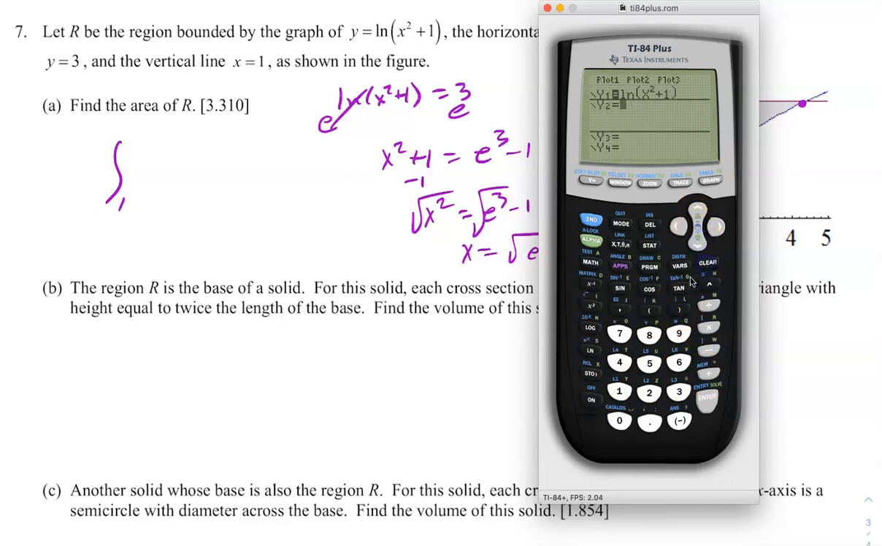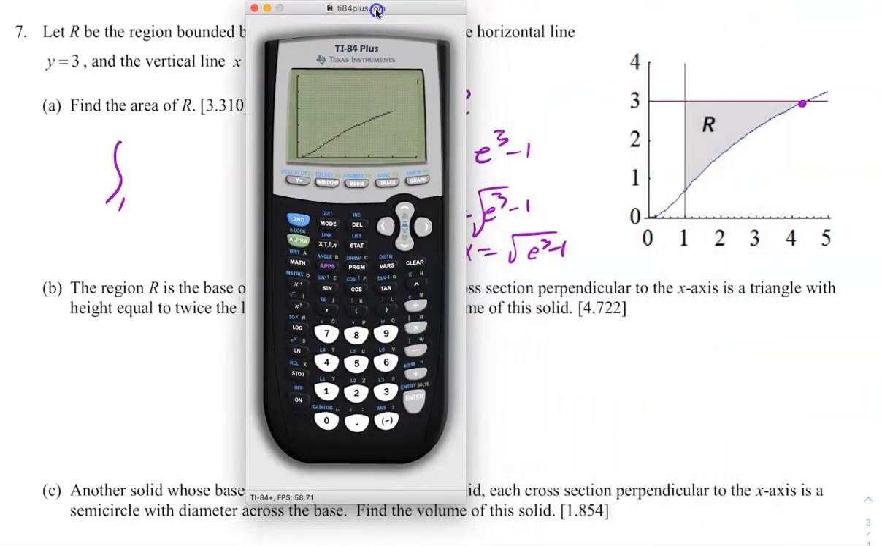And then y equals 3. I can hit graph. Probably should make it a little bit wider. We're going 0 to 5 on both of these. So let me fix my window a little bit. See it like that. You can see the graph coming in.